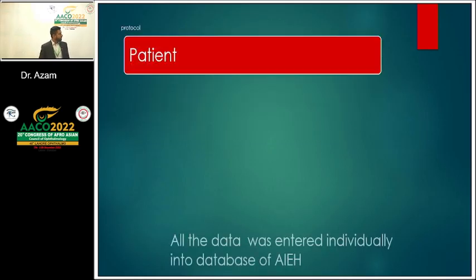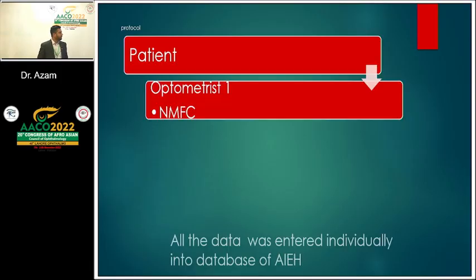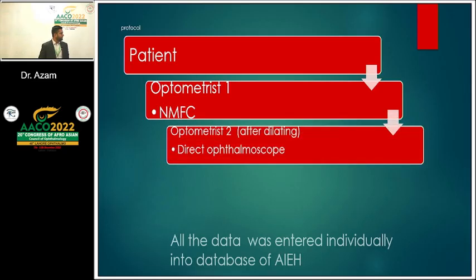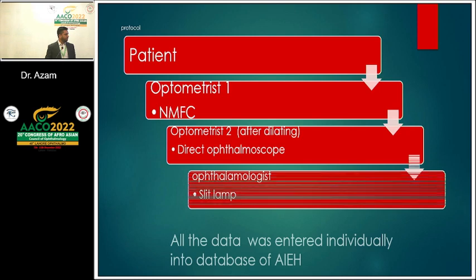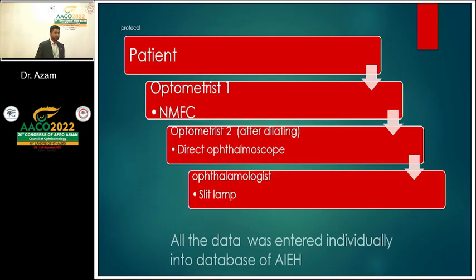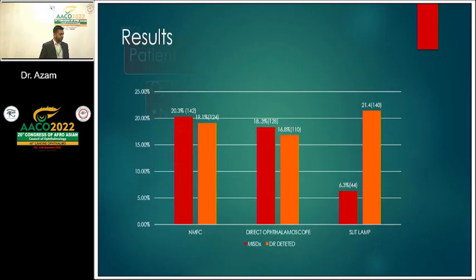So here, first of all, the patient comes to the OPD, and then goes to the optometrist, who examines the patient with a non-mydriatic fundus camera and records the findings. Then the patient goes to the second optometrist, after pupil dilation, who examines the patient with direct ophthalmoscopy. And then the patient goes to the ophthalmologist, who examines the patient on slit lamp examination with a 90-diopter lens, which was the reference finding.